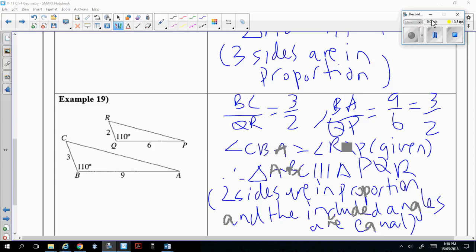Continuing, so we did this example together. 2 sides in proportion, included angle equal, or 3 sides in proportion. Okay, we're on page 9 at the moment. In a minute, we're going to move on to page 10, where we're going to look at the other 2 similarity tests. Next page. Okay, 2 more tests.